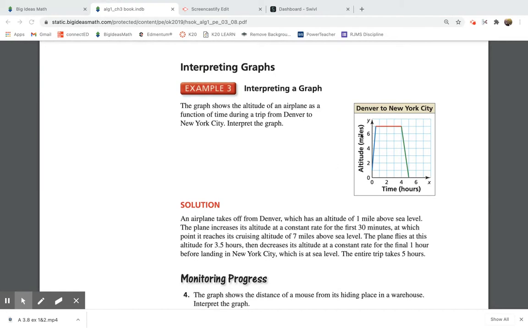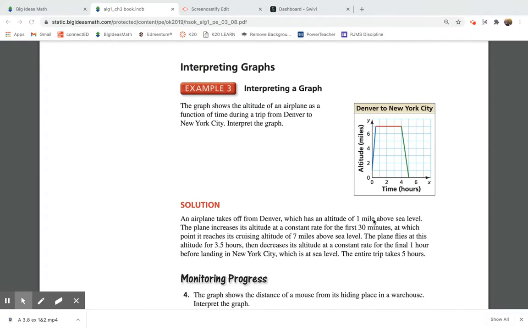So they went ahead and said cruising altitude because if you notice right after that, it kind of levels out, which means they got to their maximum altitude. So then the plane flies at this altitude for 3.5 hours because it went from 30 minutes to 4 hours. So that's 1, 2, 3.5 hours. So it flew at that constant rate for 3.5 hours. Then it decreased at a constant rate for the final hour because it went from 4 to 5 before landing in New York City, which is at sea level. So they say that to let you know that it's at 0.